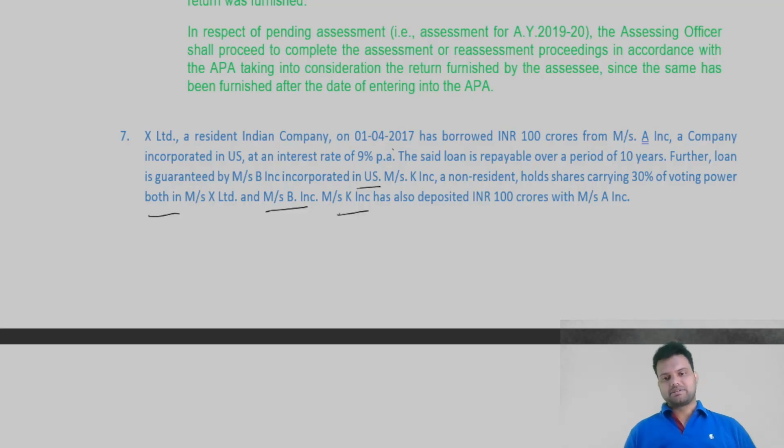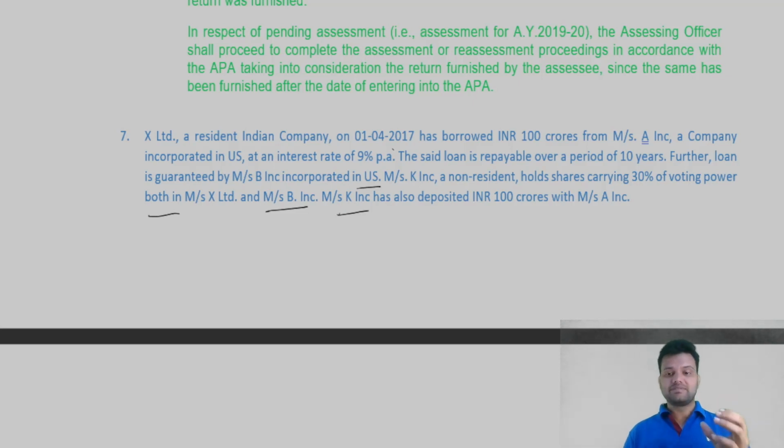Now question number 7. Question number 7 was asked in the CA final examination, CA final May 2018. Important question, but a simple question. This question has two parts. The first part relates to whether this particular loan transaction comes under section 94B or not.